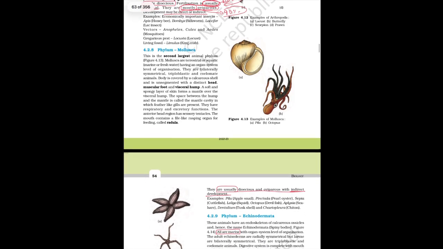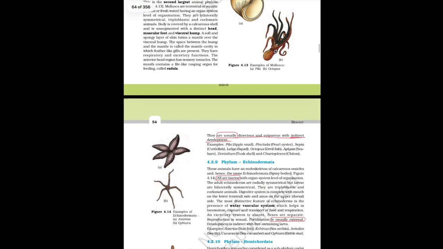Now go for more points here. Somewhere it is written simply, all are marine. If here they used the word exclusively, then the meaning is also the same. All are marine or exclusively are marine. Same thing, 100%.